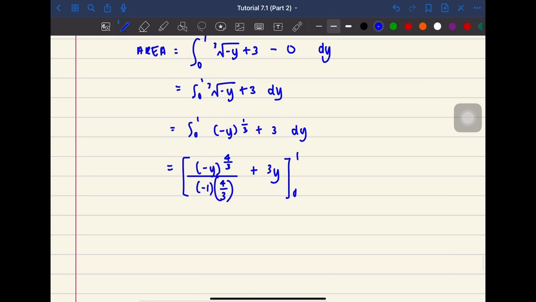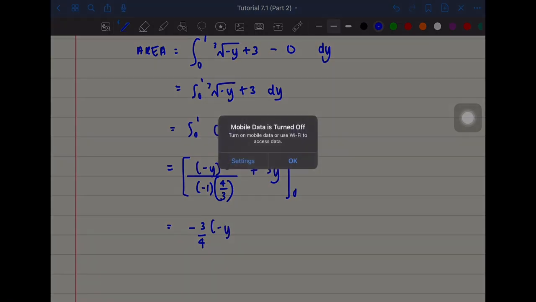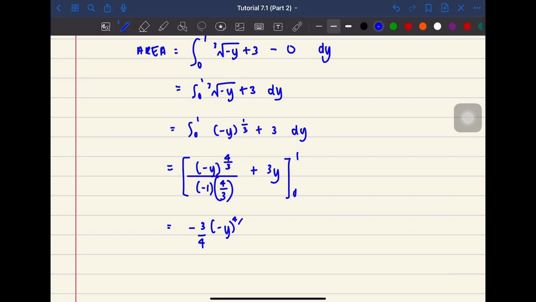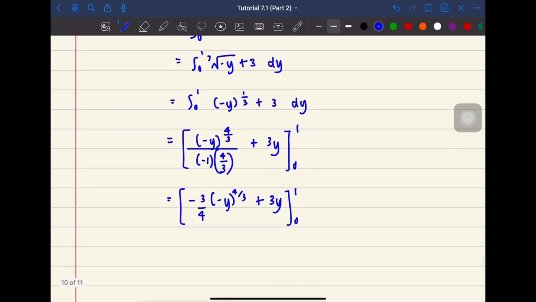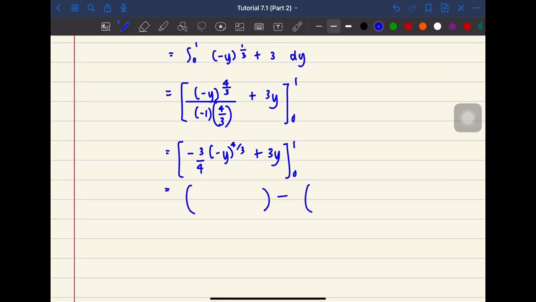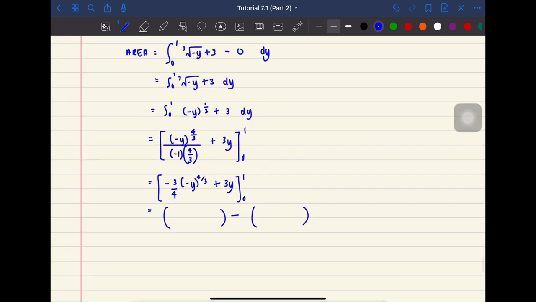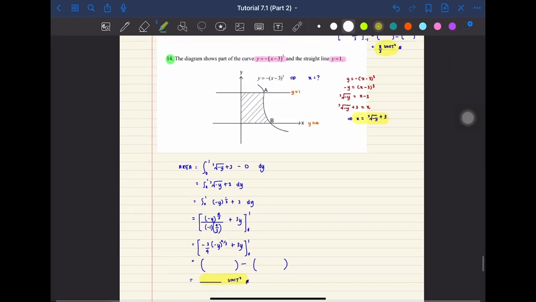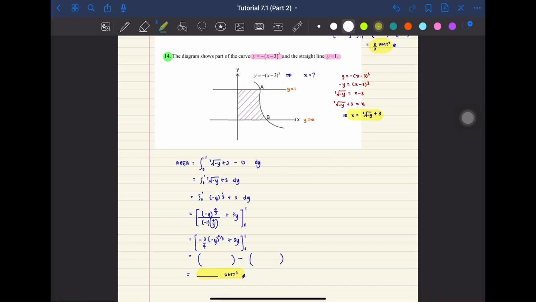This one I don't like at the bottom. So 1 divided by this one, we are going to get negative 3/4. We just flip it. From 0 until 1. So substitute 1 minus substitute 0, and we get the final answer in unit square. Okay, so this is for number 14.